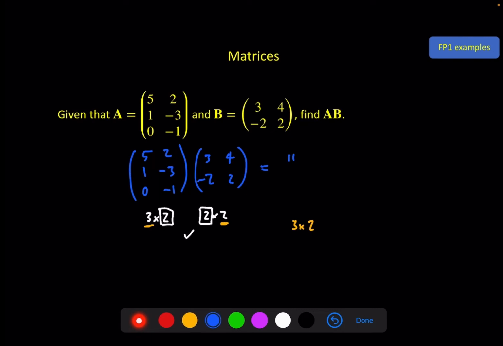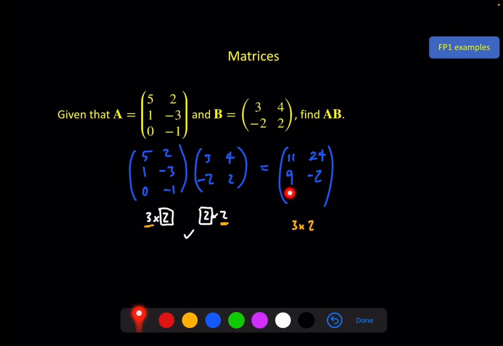So continuing along, I'm going to have first row, second column. 5 times 4, 20, plus 2 times 2, 4, gives me 24. I finished my first row, so now I go into my second row, first column. 3 plus 6 gives me 9. Second row, second column. 4 minus 6 gives me minus 2.